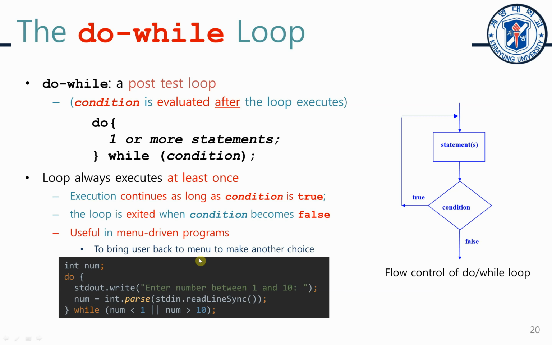So for instance, in this case, you can take a look at this code. int num, do, and you ask the user to enter a number between 1 and 10. If the number is between 1 and 10, then this condition becomes false, so you will exit. However, you repeatedly do this until this condition becomes false, that means until somebody enters a number between 1 and 10.